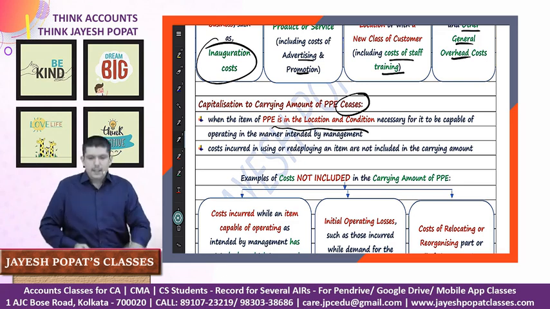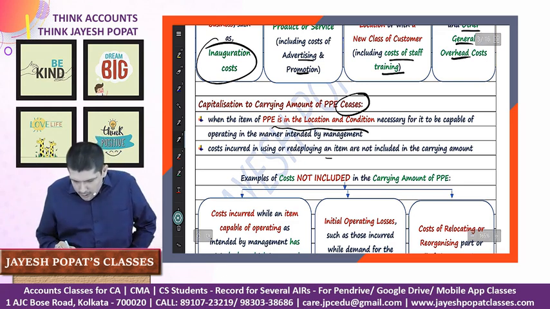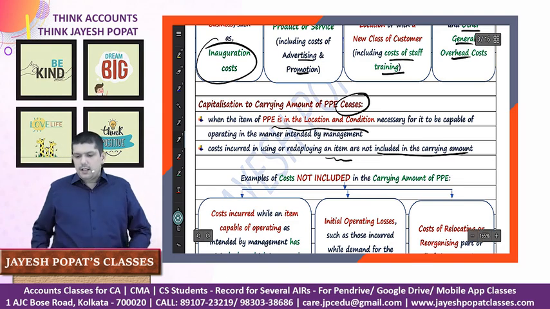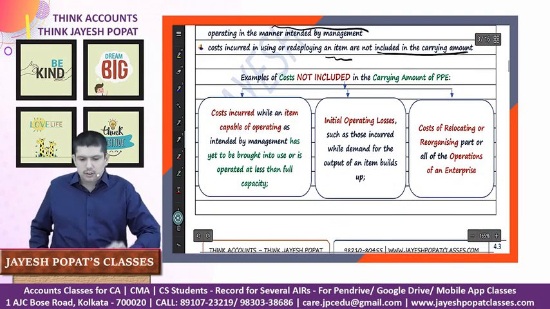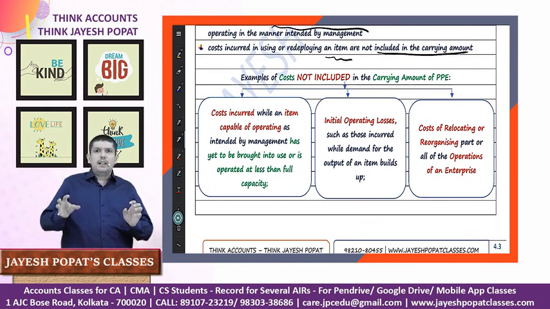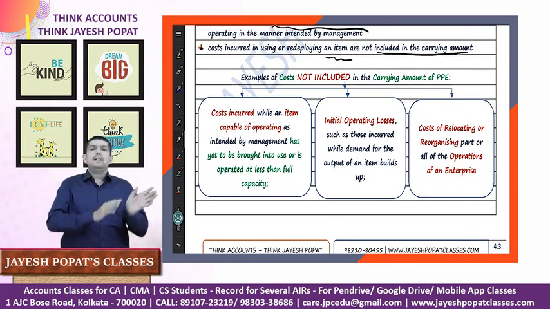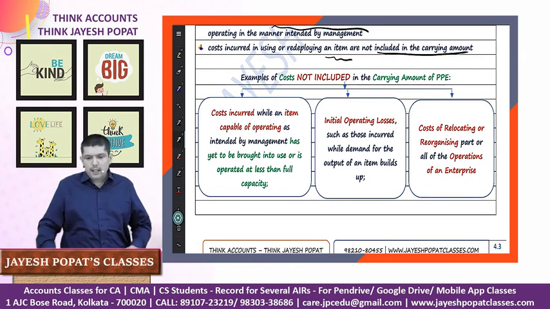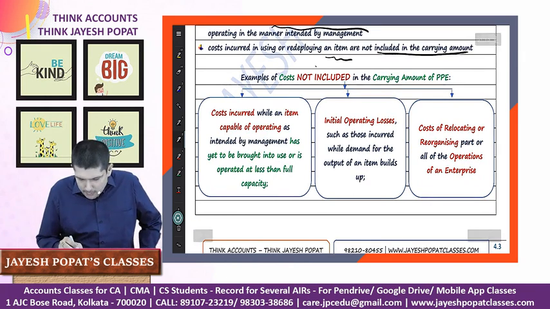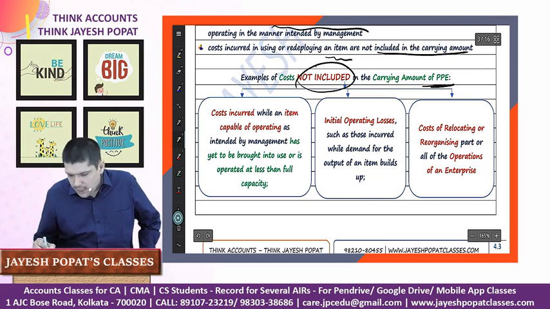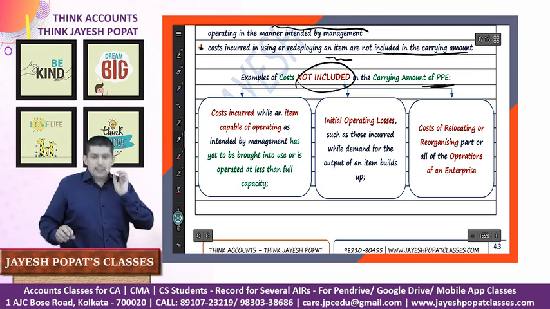Cost incurred in using or redeploying the item are not included in the carrying amount. So once the plant and machinery is installed, you have to have people to operate that machinery, etc. Those costs will not be considered in the cost of the item of PPE. Then there are certain other examples of cost which will not be included in the carrying amount of the PPE.